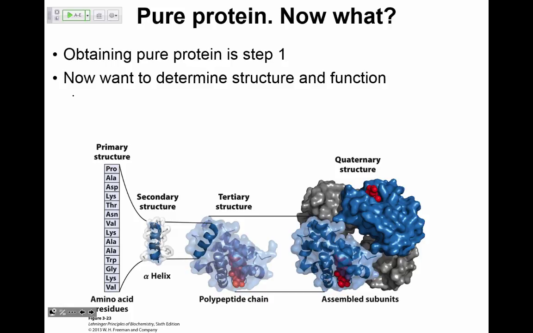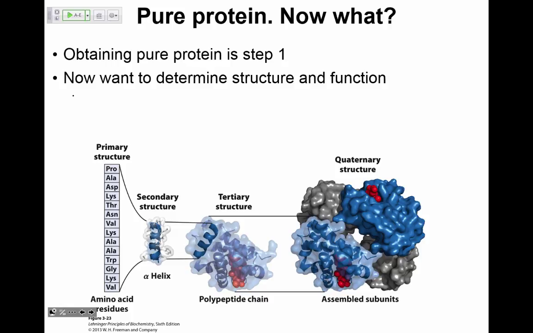So I just said this, pure protein is step 1. You do all this work and you really haven't done anything biochemically. You haven't done any mechanism studies, any activity assays, enzyme kinetics, things like that. You've just obtained pure protein. Now what? Now we want to do the fun stuff, the biochemistry. This is really determining how the structure of a protein, the three-dimensional structure, dictates its chemical function. This is biochemistry at its finest. Structure affecting function, okay? And we're going to see that it does.